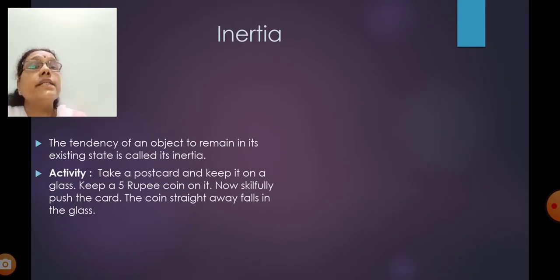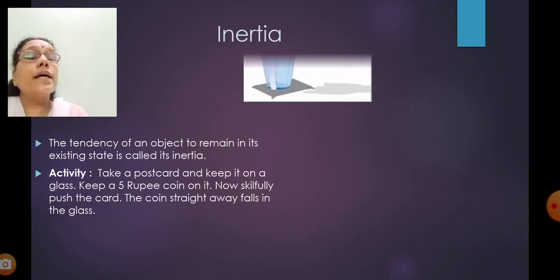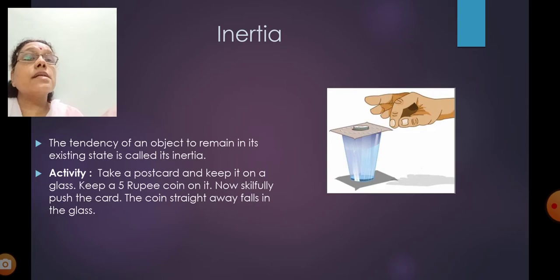Inertia. The tendency of an object to remain in its existing state is called inertia. One small activity is there. Take a postcard and keep it on a glass. Keep a 5 rupee coin on it. Now skillfully push the card. The coin straight away falls inside the glass. You can practice at home, very simple. But you have to hit the cardboard in a very skillful manner.